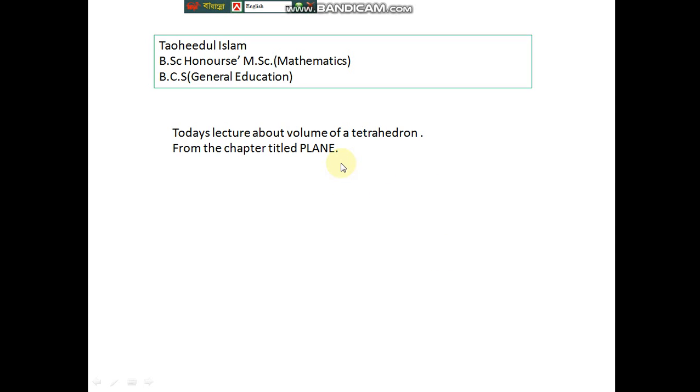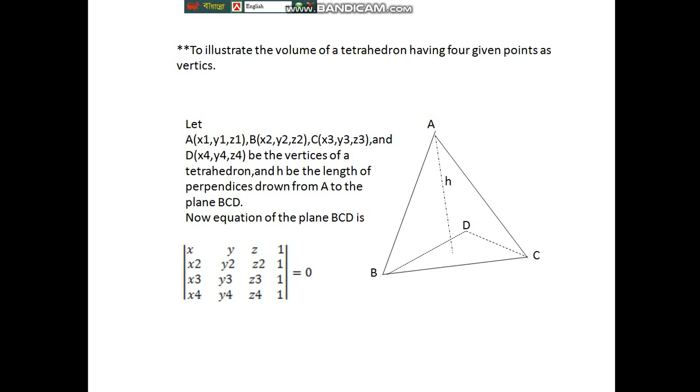So my dear students, I am giving you a lecture about the chapter titled plane. Today's problem is to illustrate the volume of a tetrahedron where the 4 points are given.